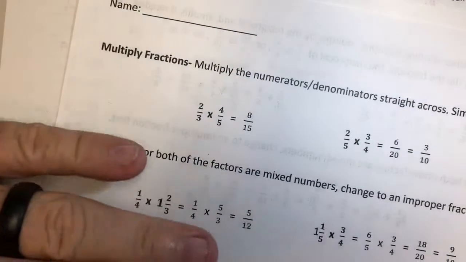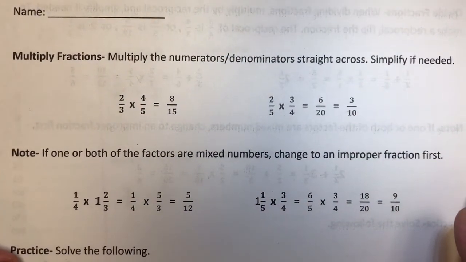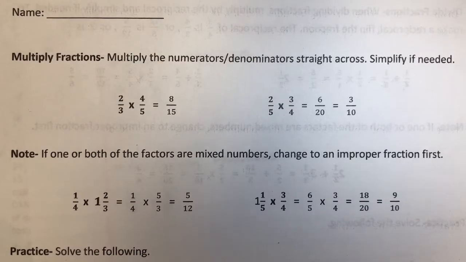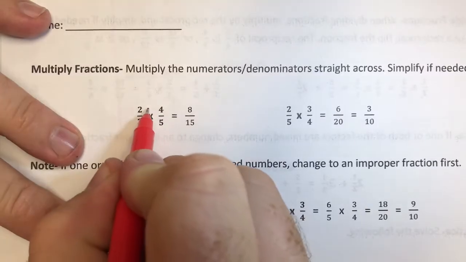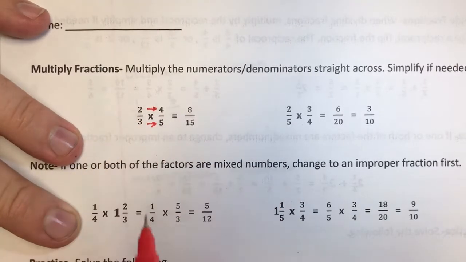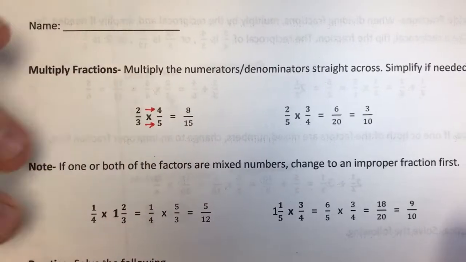Yesterday we had this sheet here where we had some examples. We talked about multiplying fractions. The basics are that you'll multiply straight across. So you can see how we end up with 8 over 15 just by multiplying like we normally would.